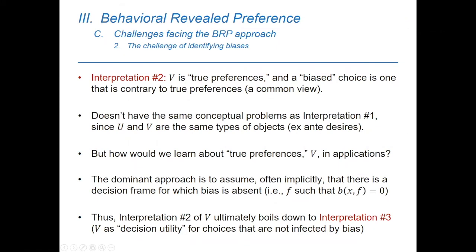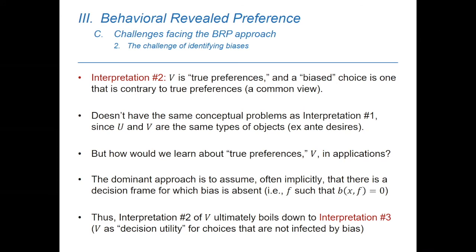Well, now let's talk about the second interpretation, which is that V, the normative objective function, is true preferences, and that a biased choice is one that's contrary to true preferences. This is a common view, and you hear this view being expressed with some frequency. That doesn't have the same conceptual problems as the first interpretation, since U and V are now both the same type of objects. They're both ex ante desires. It's just that they differ.